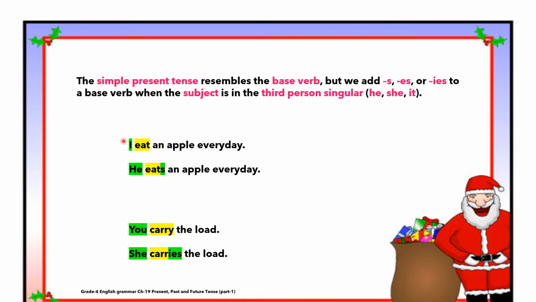Now here, I, which is a first person singular pronoun. For that, we use the base verb eat. He eats an apple every day. In this example, he, which is a third person singular pronoun. For that, we use eats.